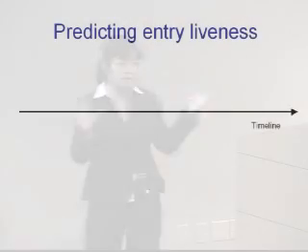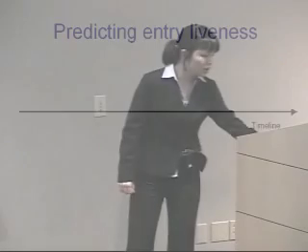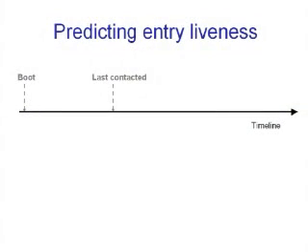So what information can we easily learn about each entry to estimate the probability of the node being alive? We can easily learn 2 pieces of information. First is when the node was last booted. And secondly, when the node was last known to be alive, because some other node in the system has contacted that node. If we look at the timeline here, we know some node in the system, maybe not us, has contacted the node at some point in the past. So that's the last contacted time.